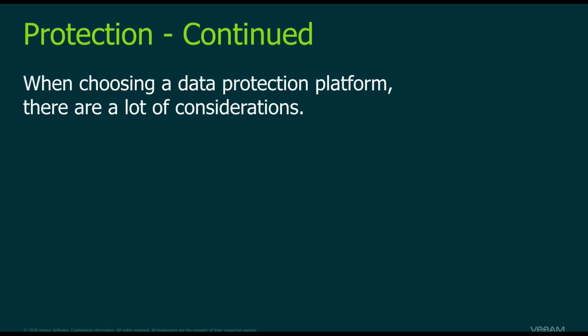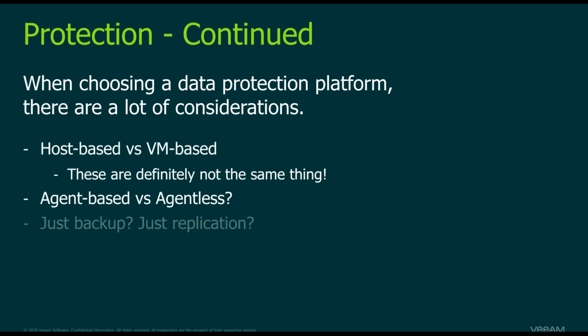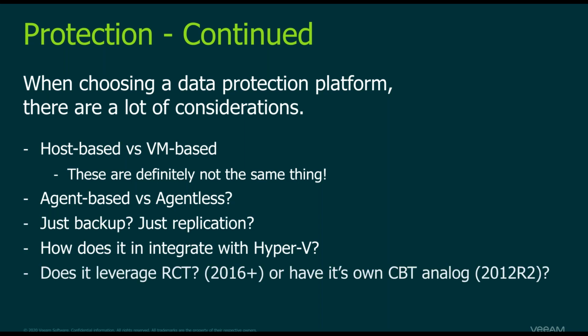So there's a lot of considerations when you're choosing a data protection platform, right? And presumably everyone here is either seriously considering or has chosen Veeam as that platform. But these are serious points that you need to consider, right? Because there's a lot of different things here. Agent versus agentless, right? Native integration with Hyper-V, does it leverage resilient change tracking, which we'll talk about in a bit? Is it just backup? Is it just replication, right? These are all questions you have to ask when you're looking at data protection solutions.